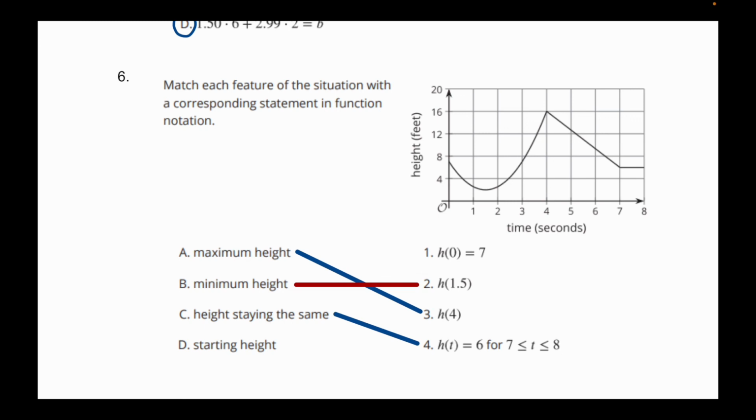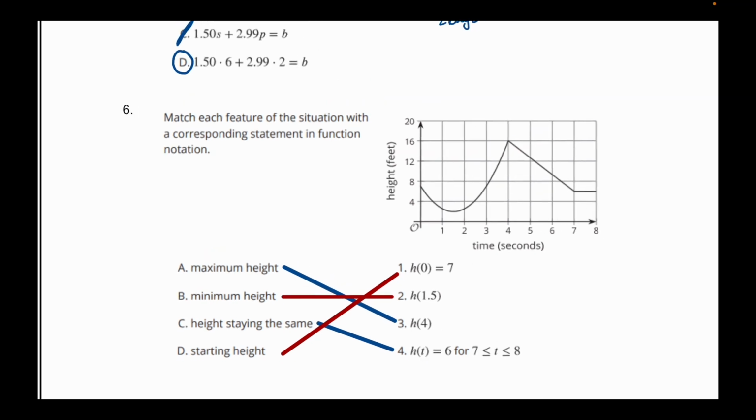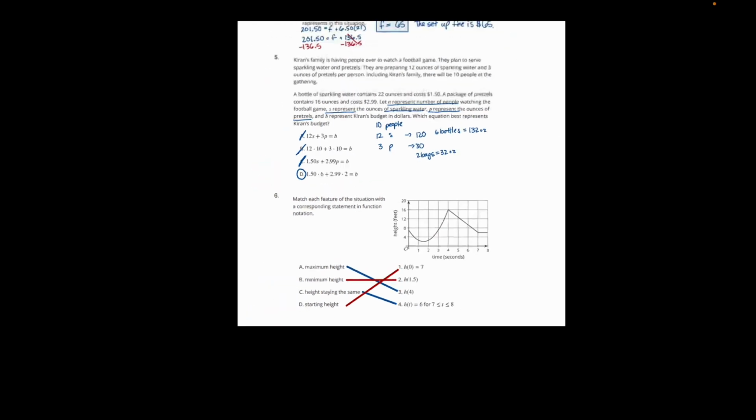And then our starting height is just going to be wherever it touches the vertical axis, and that looks like it's probably 7, because halfway would be 6, and that looks like it's about 7, which turns out that that is what we have here. That is h of 0 equals 7, so that's our starting height. So that is how those all match up.